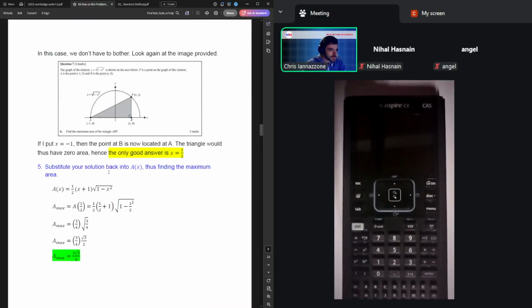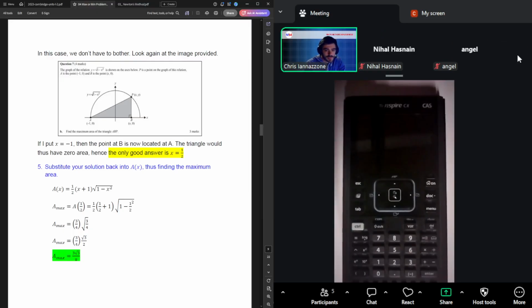And so yeah, because it didn't ask for the x value, but rather the actual maximum area, we're going to shove that x value back into our area formula to get the area that's involved there. Again, unitless because there were no units. There's no meters, there's no centimeters, there's no nothing in there.